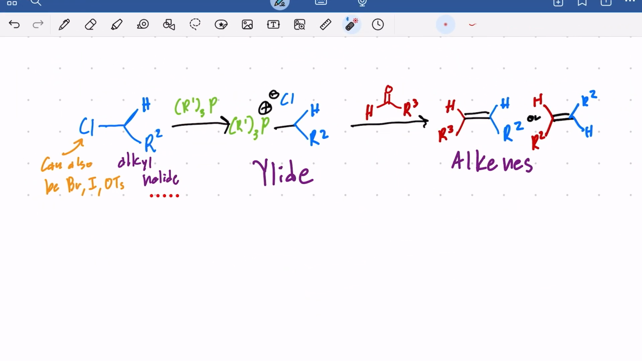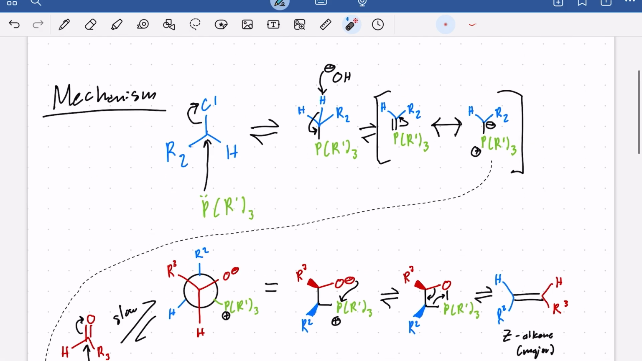Okay, so the overall mechanism of the Wittig reaction is you start with this alkyl halide. The key part of the alkyl halide is this halogen group, which for now I just have as a chlorine, but can also be a bromine, iodine, or OTs. And then that's used to prep the halide. So it creates this halide intermediate, and then that is used alongside a ketone or an aldehyde to make the alkenes. So for the mechanism, the first thing that we have to do is actually make the halide.